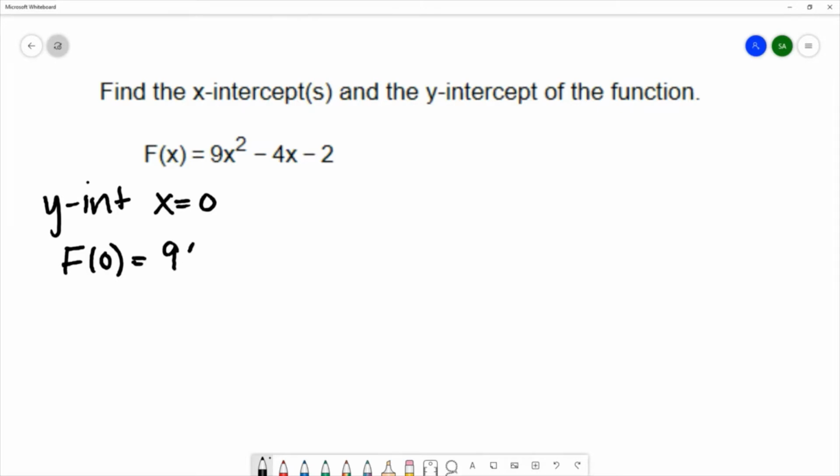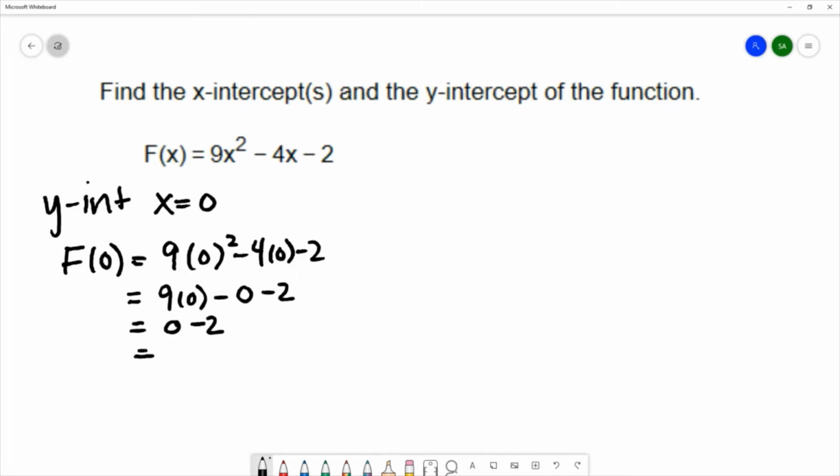That would give me 9 times 0 squared minus 4 times 0 minus 2. 0 squared is 0. 4 times 0 is 0. 9 times 0 is 0. Minus 0 and minus 2 combine together to be minus 2, and 0 minus 2 is minus 2. We have a y-intercept at 0, negative 2.